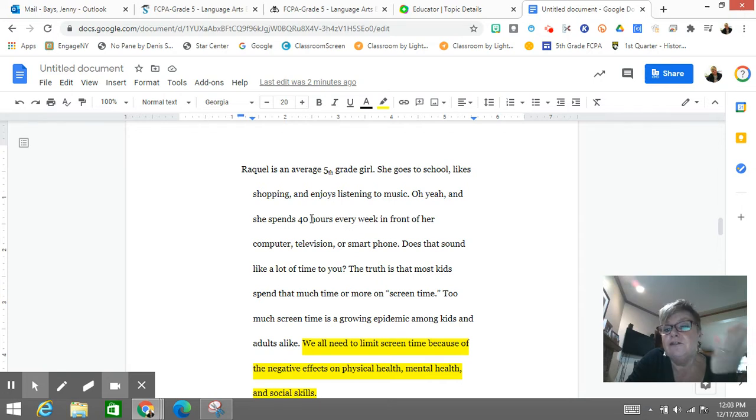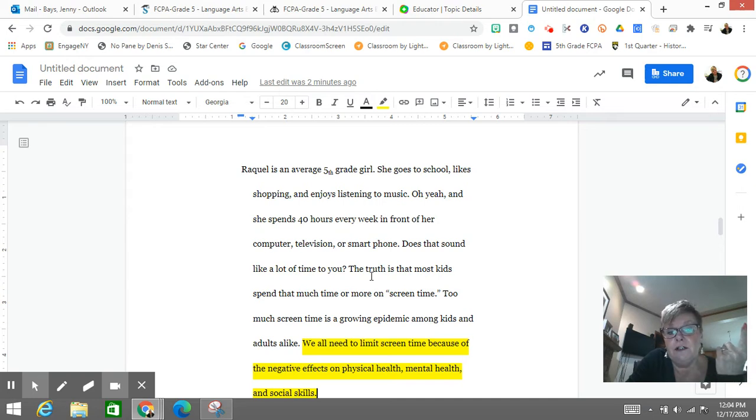That's your hook. You just ask a question and you tell a situation. The truth is that most kids spend that much or more screen time. Too much screen time is a growing epidemic among kids and adults alike. We all need to limit screen time because of the negative effects on physical health, mental health, and social skills.